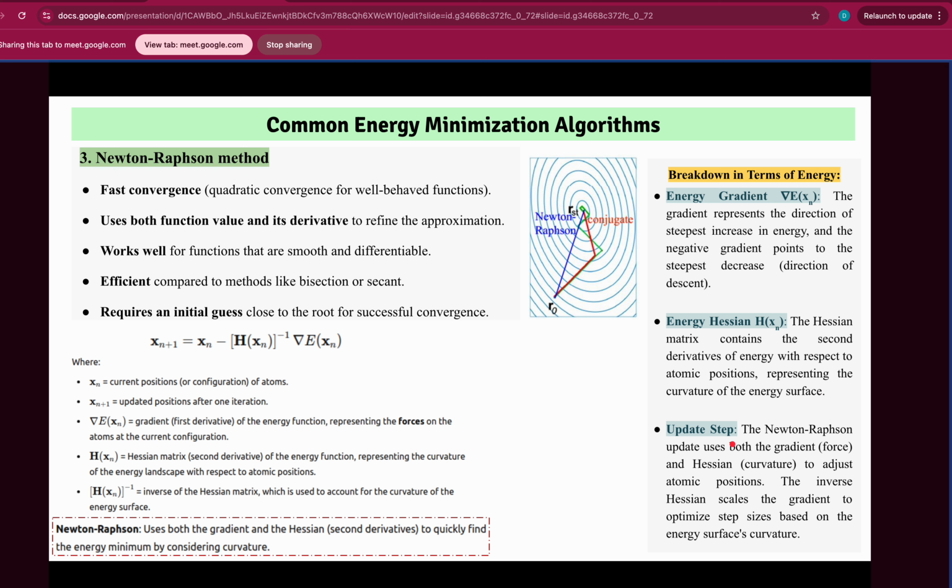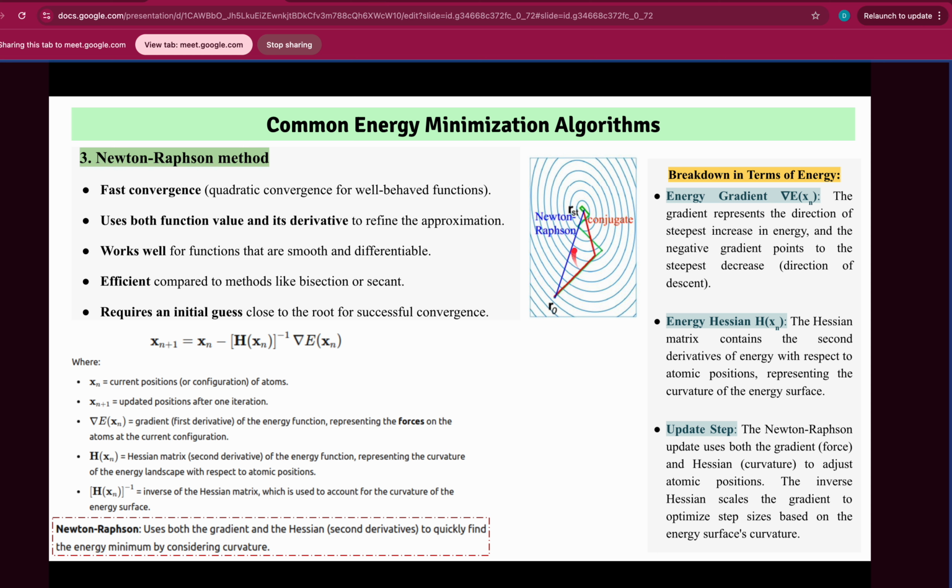And then the update step. The Newton-Raphson update uses both the gradient and the curvature. The gradient means force, how my energy is changing, and along with this, how my curvature is changing, to make sure that I am moving towards the negative curvature. So I am moving in depth instead of moving on a flat surface. So that is about the curvature. To adjust the atomic positions, the inverse Hessian scales the gradient to optimize step sizes based on the energy surface curvature.